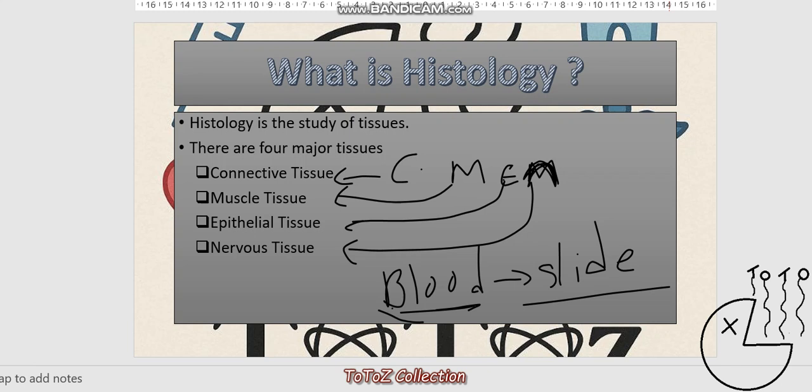So quick question, blood. I've given an example of blood. What type of tissue is it under these 4 tissues?